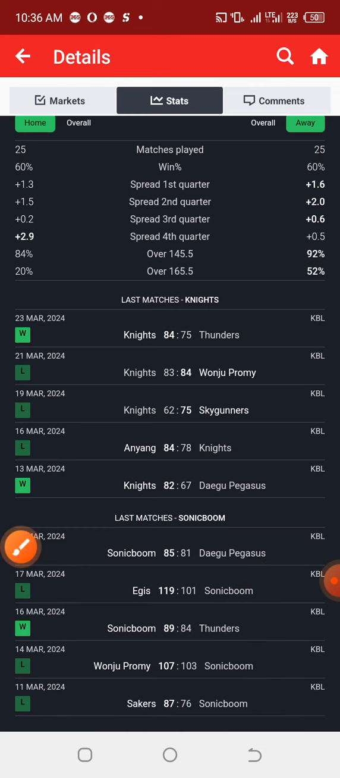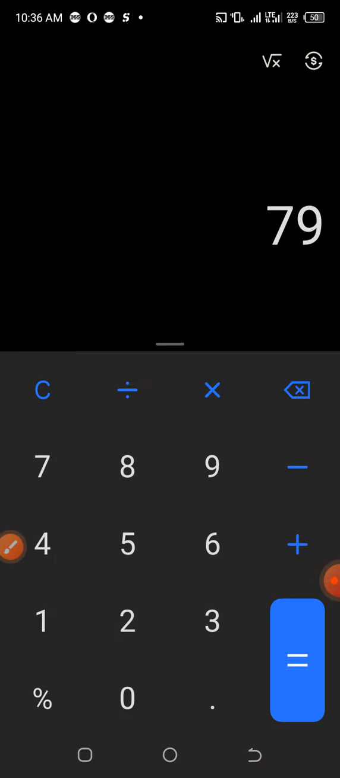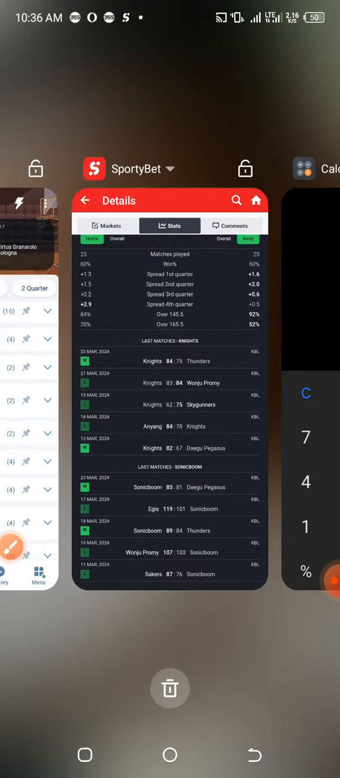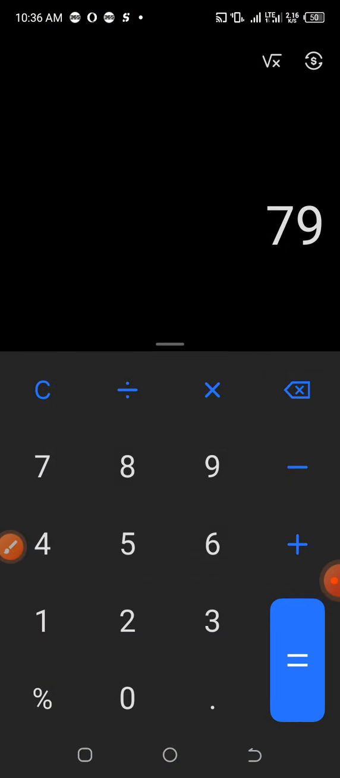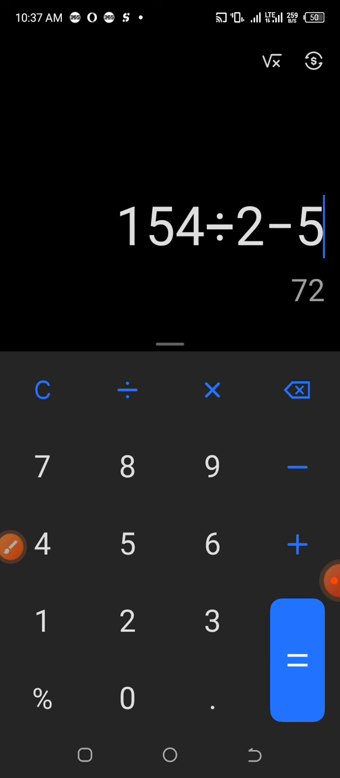Now let us add up the two together. So we have 78 plus 76. So the total points we're having here is 154, and don't forget 154 divided by 2, the total outcome is 77. So 77 minus 5 is 72. But if you want to risk the game, you can go for predicting it as over 77. But for me, I'm going for over 72. Now let's see the market.